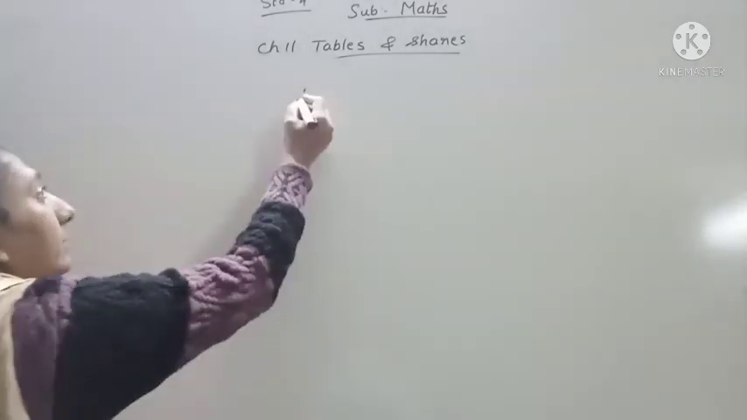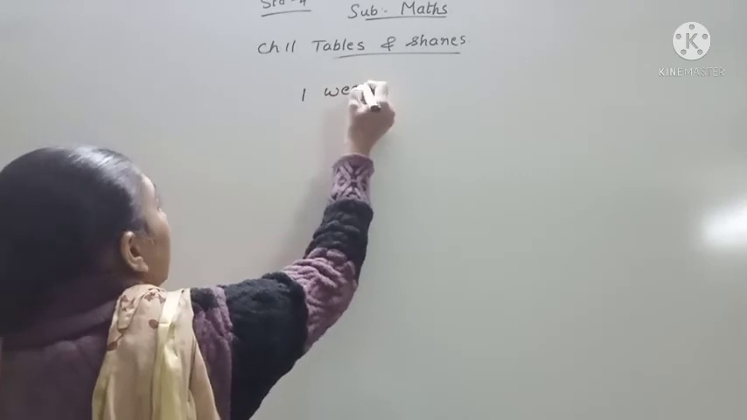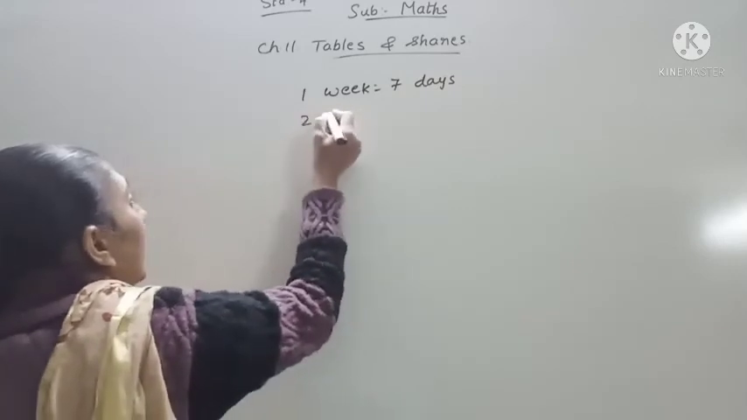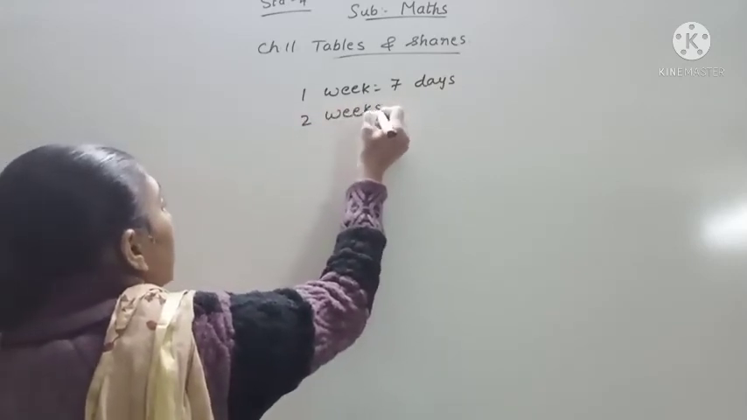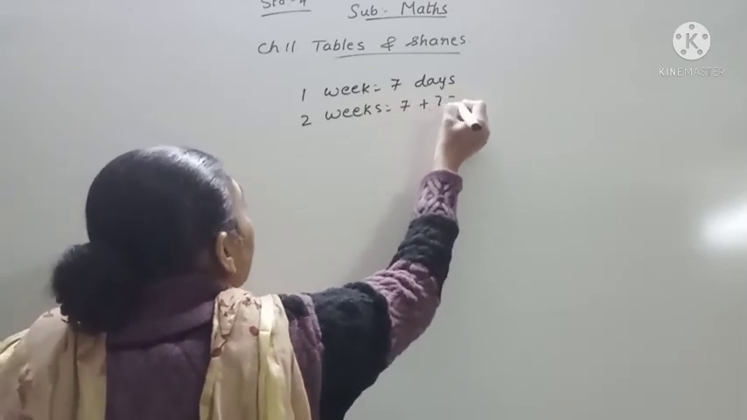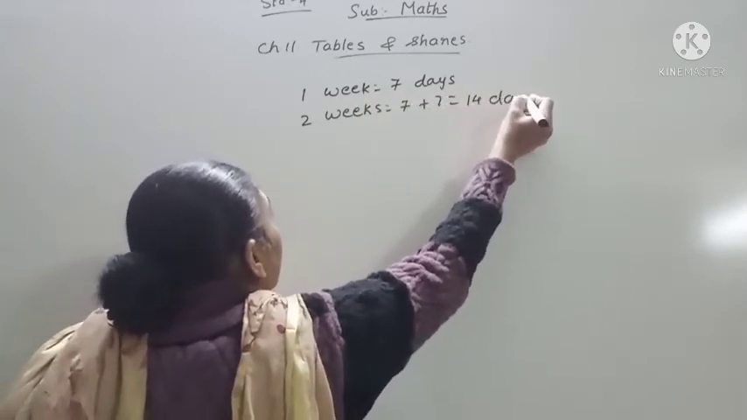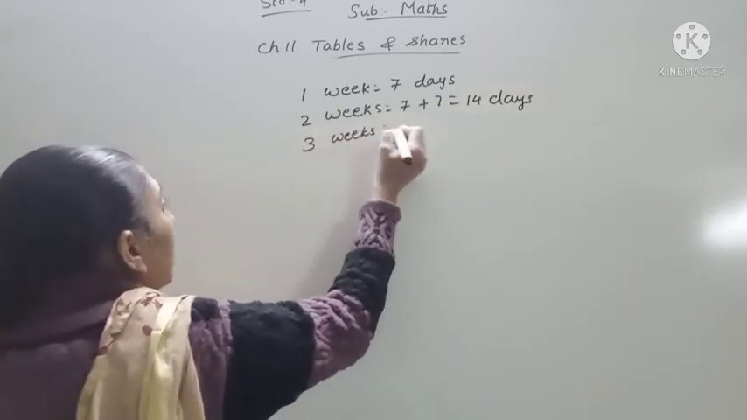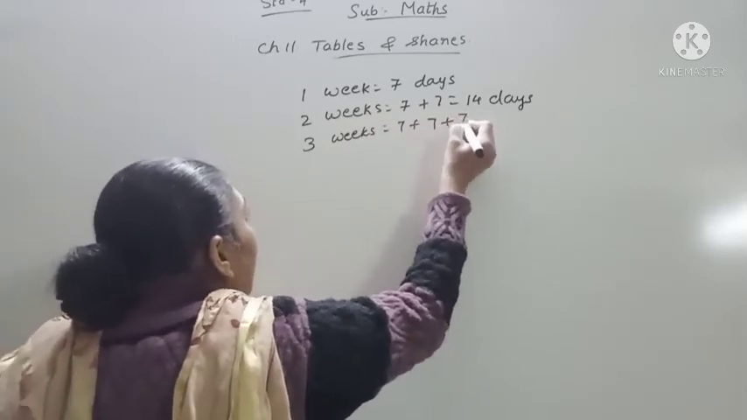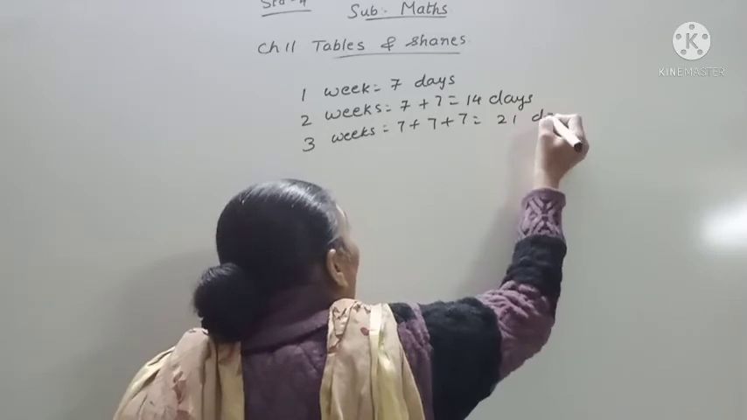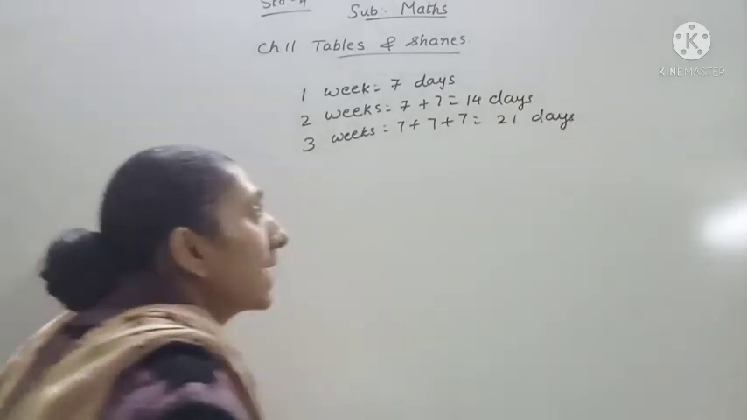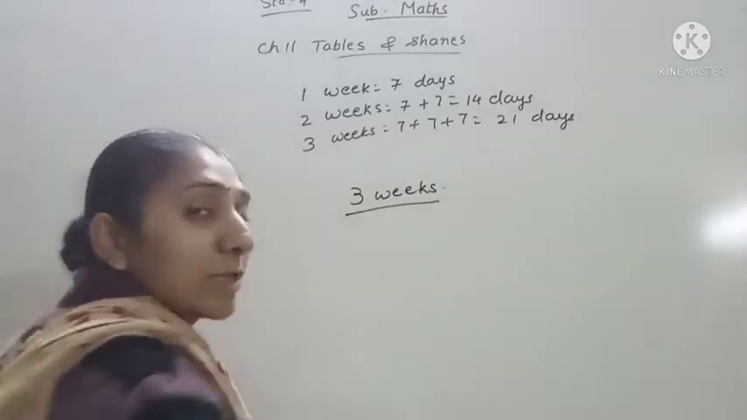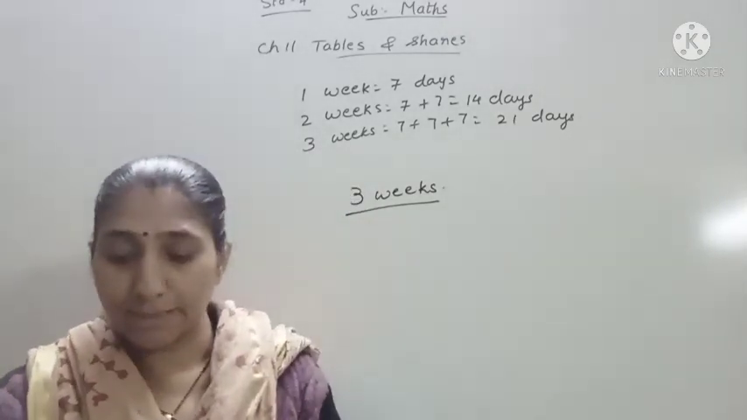1 week is equal to 7 days. 2 weeks is equal to 7 plus 7 is equal to 14 days. And 3 weeks is equal to 7 plus 7 plus 7 is equal to 21 days. So she was absent for 3 weeks.